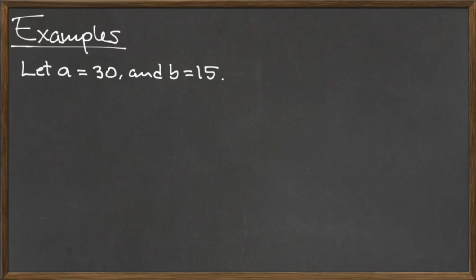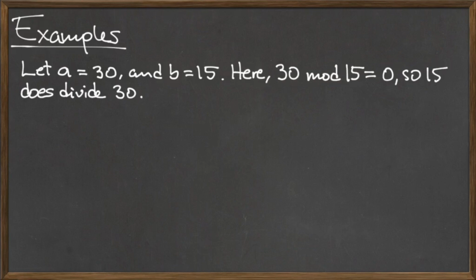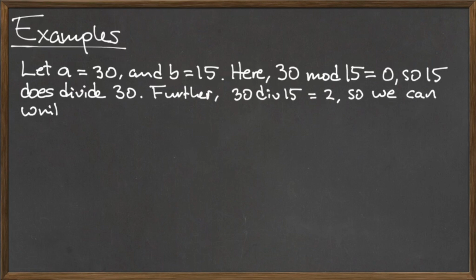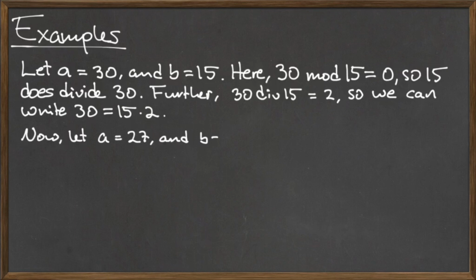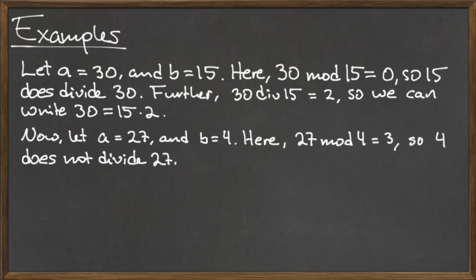For the first example, let a equal 30 and b equal 15. In this case, we see that the remainder 30 mod 15 is equal to 0, so 15 is a divisor of 30. The quotient 30 div 15 is equal to 2, so we can write 30 is equal to 15 times 2. For the second example, let a equal 27 and b equal 4. Using our techniques for finding the remainder, we see that 27 mod 4 is equal to 3. Since this is not a 0 remainder, we know that 4 is not a divisor of 27.